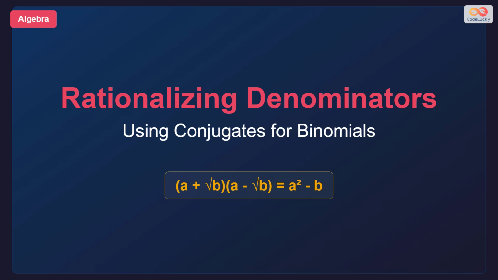Hello and welcome. Today we're going to tackle a common topic in algebra, rationalizing denominators. Specifically, we'll learn how to use conjugates to simplify fractions that have a binomial in the denominator, using the rule (a + √b)(a − √b) = a² − b.